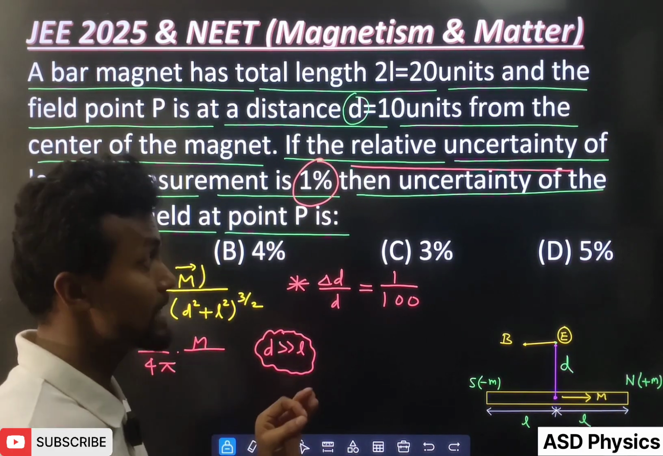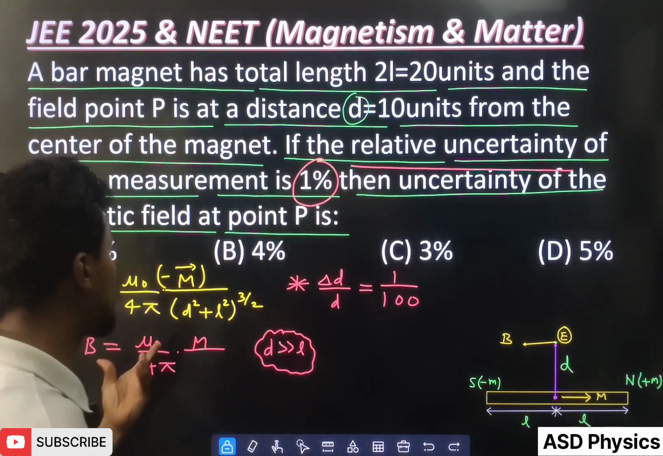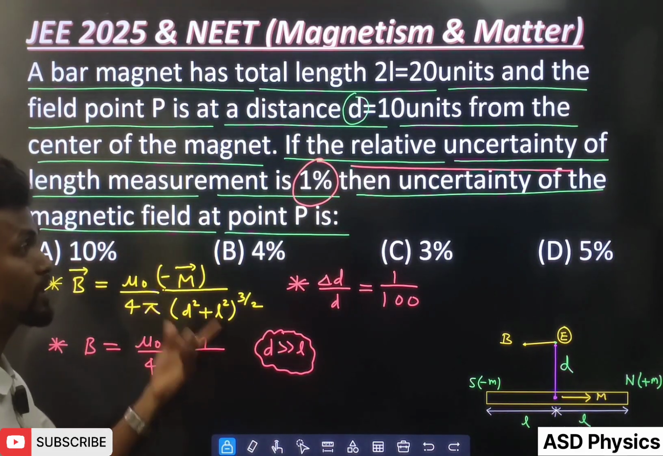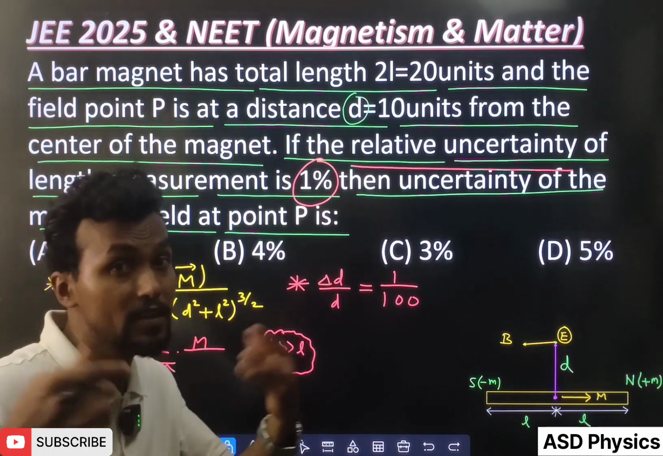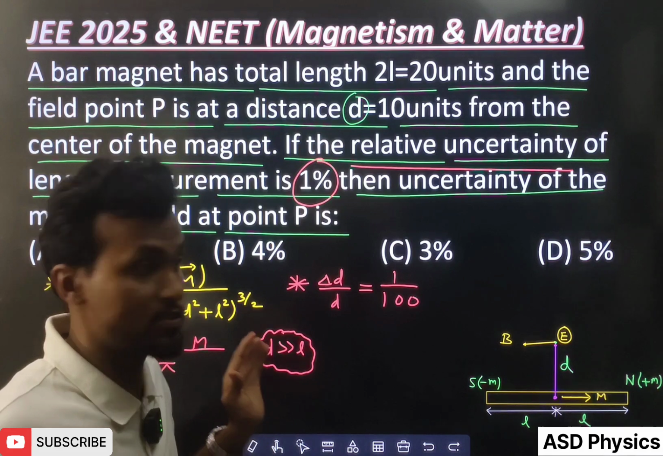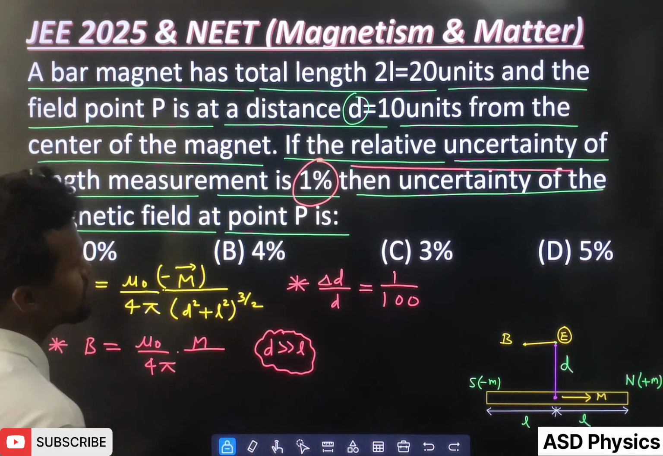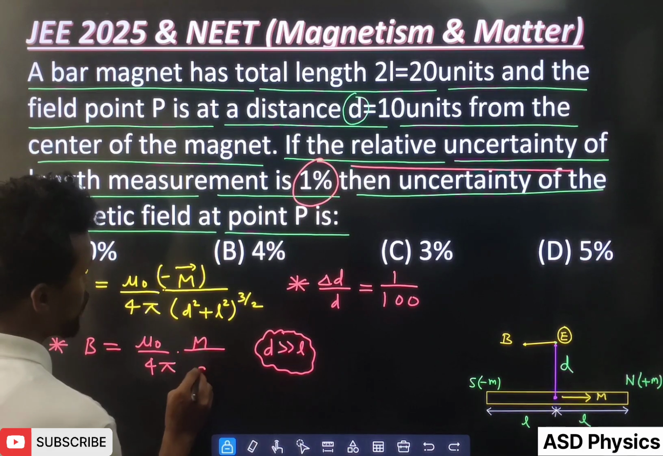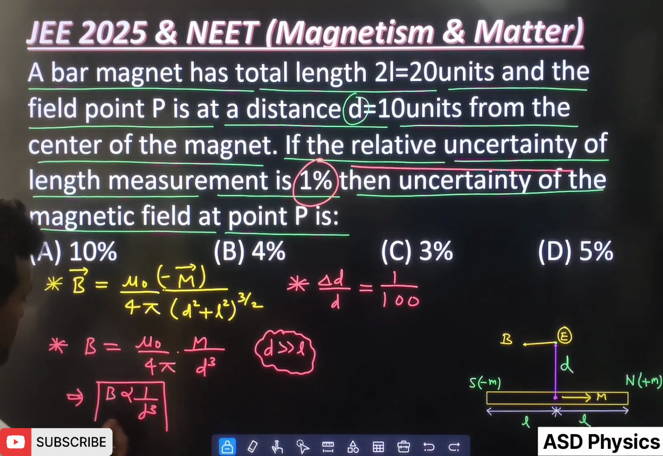Okay. But again I am telling you, the question data is not like an approximate formula. The formula is valid, but if you see the options, with this formula the calculations will become very complex. We cannot reach the answer. So we use D greater than L, so it becomes D square power 3 by 2, the 2 cancels, so it becomes D cube. All other things are constant, mu naught by 4 pi, M constant, so B is inversely proportional to D cube.